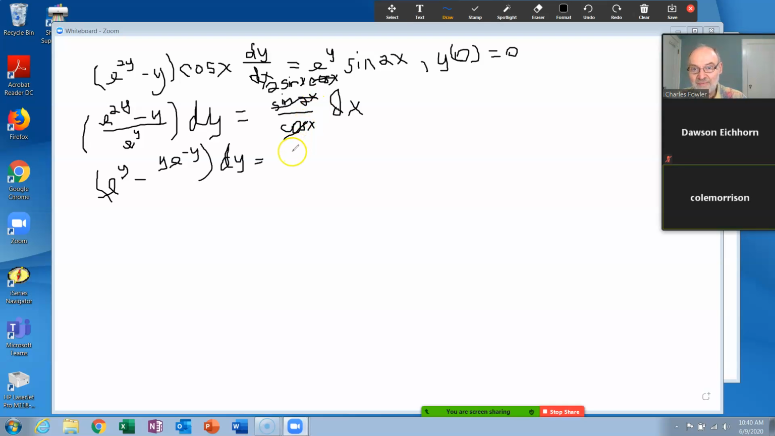And so that comes up to be 2 times sine x dx. That time it didn't come up quite as badly. All right. I think we're at the point where we integrate both sides. I'm going to take the 2 out of the integral on this side. Now what's the antiderivative of e to the y?